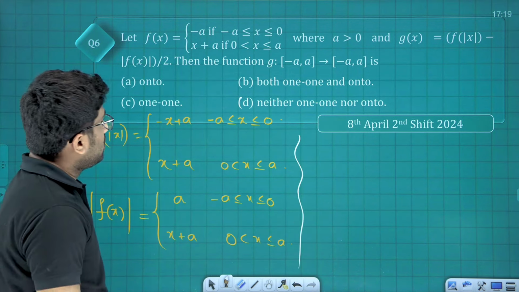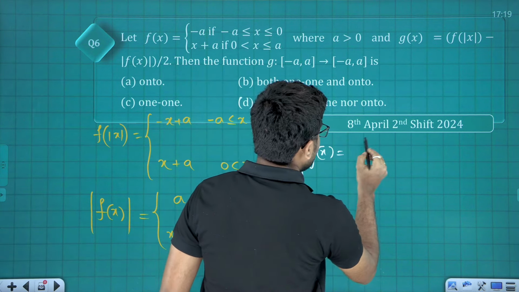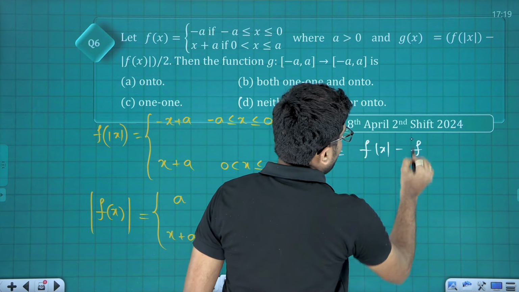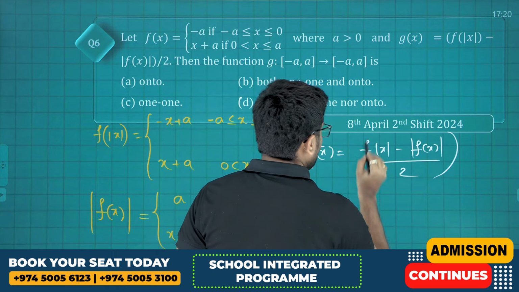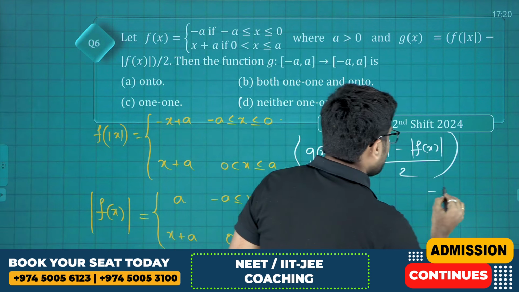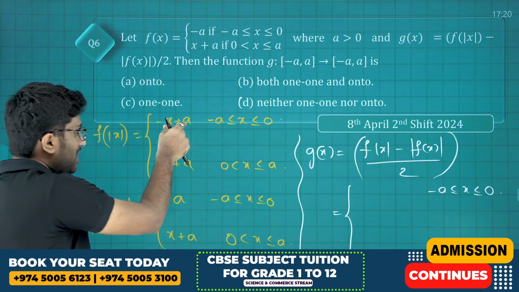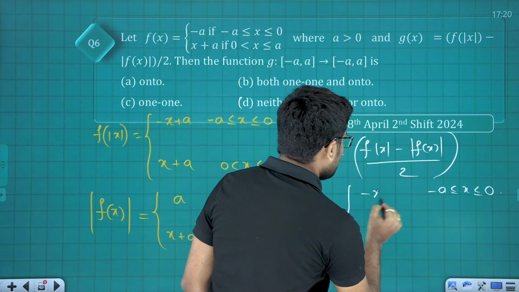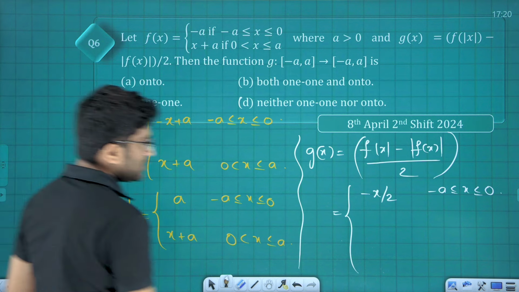Now what are they asking, friends? They are asking us to find g of x. G of x is a function such that it is equals to f of mod x minus mod of f of x, whole by 2. Okay. First case, from minus a to 0, minus a less than or equals to x less than or equals to 0, f of mod x is minus x plus a. Minus x plus a minus a is minus x. Minus x by 2, so this is clearly minus x by 2. Clear? Next, x plus a minus x plus a is 0.